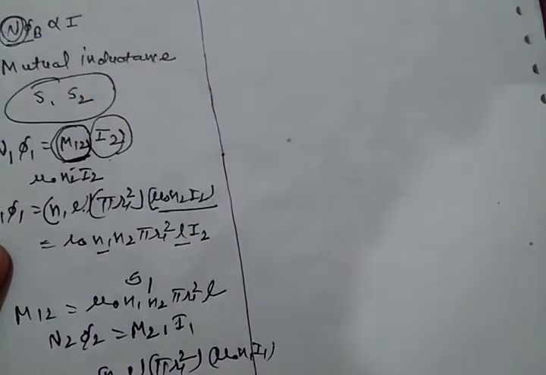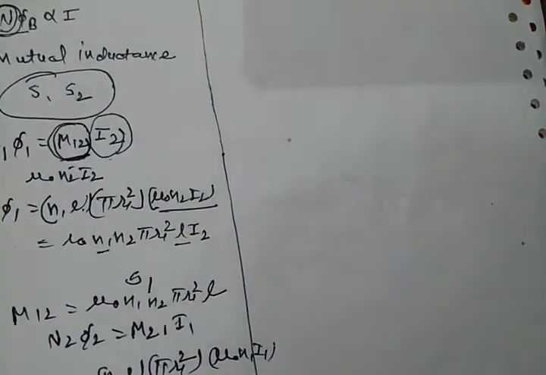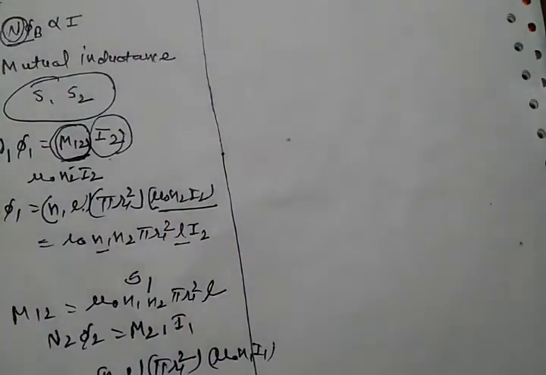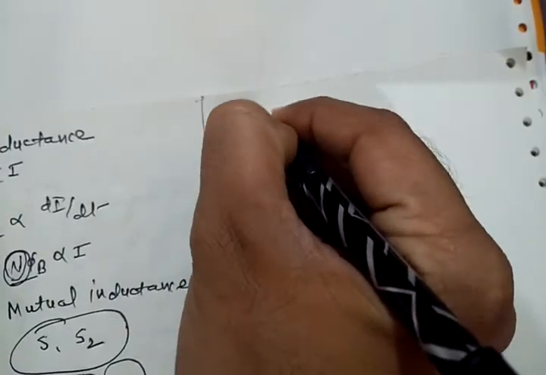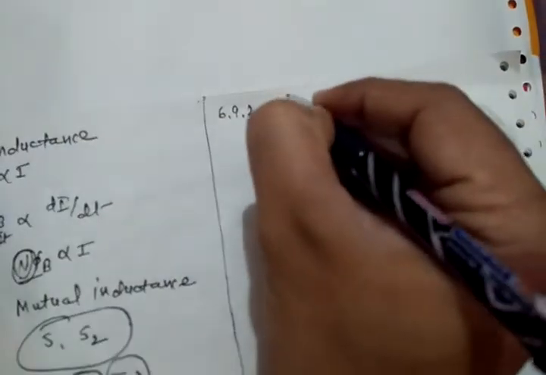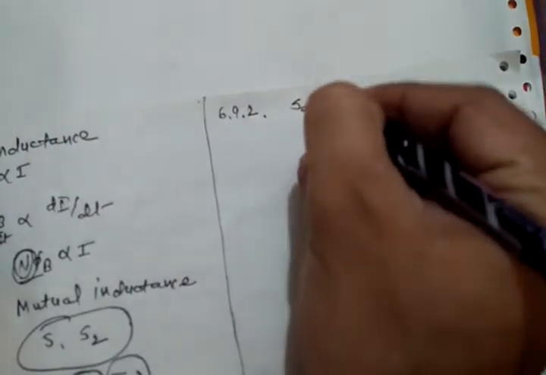Okay, this is topic 6.9.1 mutual induction. Now next, the second one is 6.9.2, self inductance.